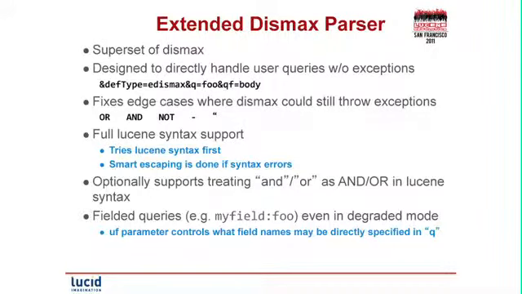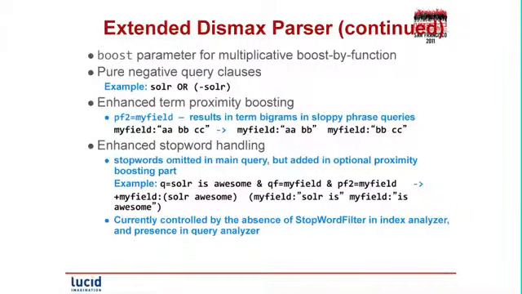Extended dismax parser, I actually said a little bit about that in the other session, so I'll skip over it, even faster now. It's supposed to be a superset of dismax. Hopefully it will end up replacing dismax eventually. It has full Lucene syntax support. Enhanced term proximity boosting, where it does the term bigrams into phrases instead of one big sloppy phrase query like dismax did. And optional enhanced stop word handling too, where it can include stop words in some parts of the query and exclude them in other parts.